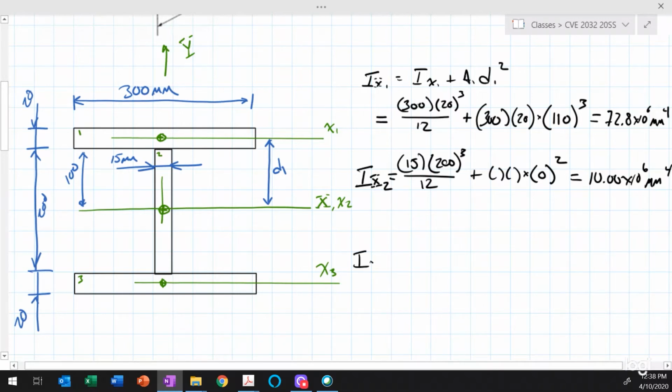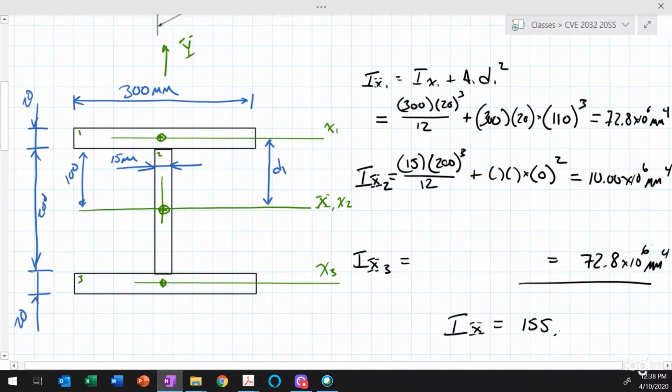And then finally, I sub x3, by virtue of symmetry, is the same as I sub x1. That's 72.8 times 10 to the positive 6th millimeters to the 4th. If we add those together, we get the overall moment of inertia I sub x for the entire section about the big x axis, and that works out to be 155.6 times 10 to the 6th millimeters to the 4th.